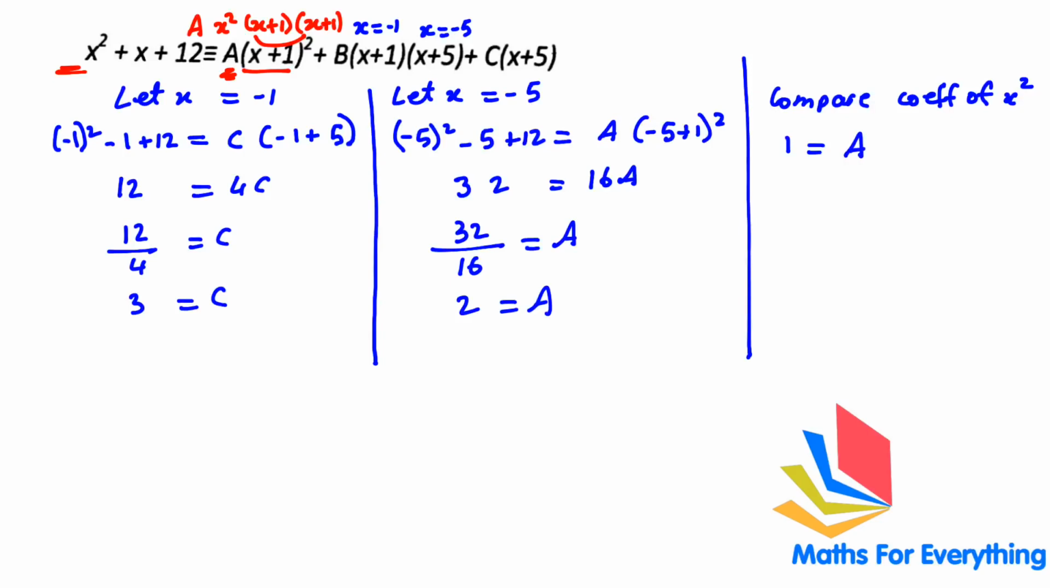Let's check out the b. Again, you have an x and an x. If you multiply it, you're going to get x squared. And we have a b before. So the coefficient of x squared is b.